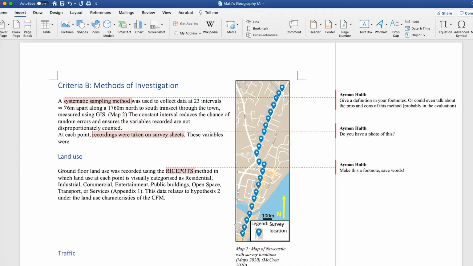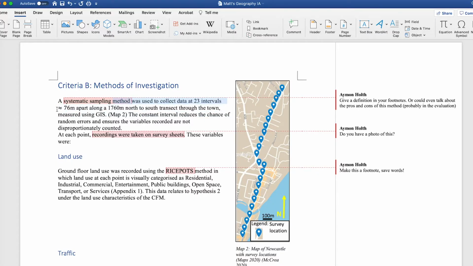So now let's go on to his IA real quick. So very nicely done, a systematic sampling method straight away. These are some buzzwords they like to hear. But again, I would make this a footnote without a doubt. Explain what a systematic sampling method is. Small thing. Doesn't count against your word count, it just shows you an understanding, a deeper understanding. It's not that hard, it's just 10 extra words.